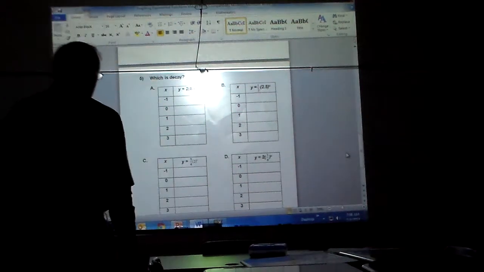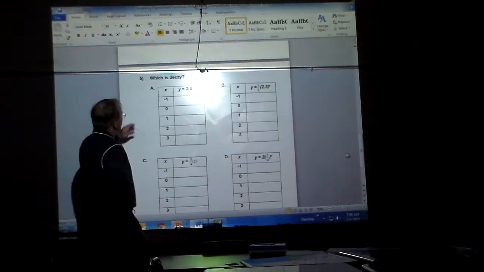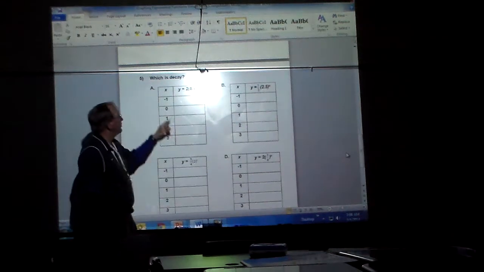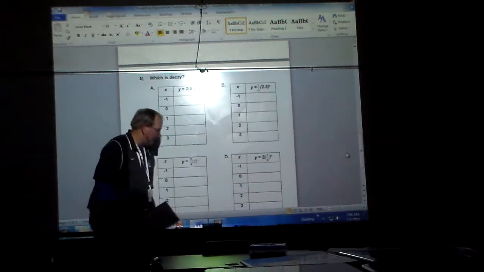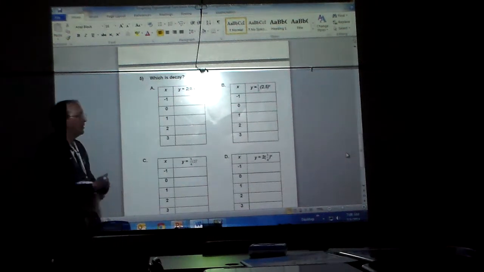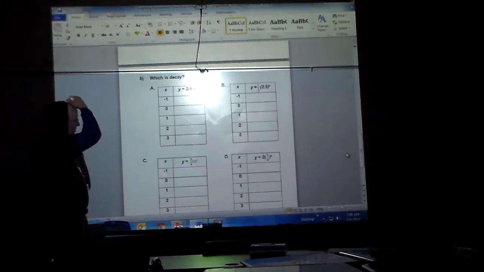Okay, to work this problem here, first off, I wanted to fill in the charts. Our problem is really this: which one of these is a decay? In other words, which one of those is going to be growing smaller instead of larger? Well, one thing that we can do is this here.